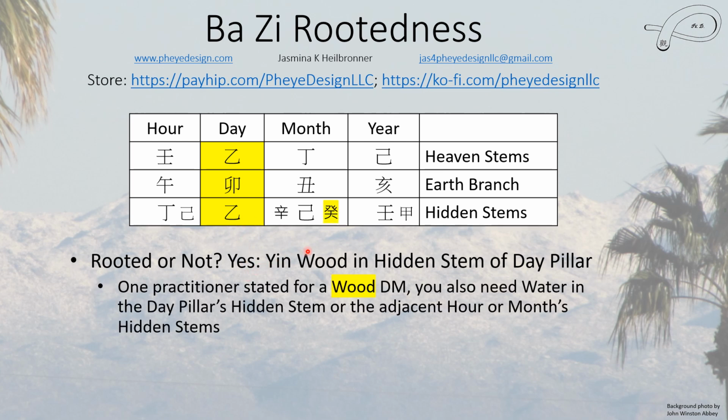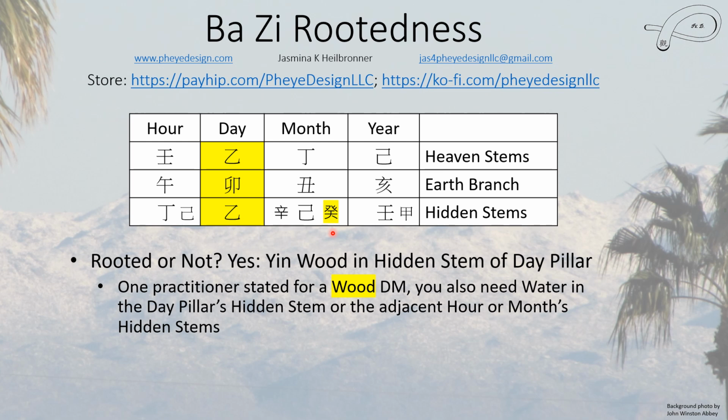Now, there is one practitioner that says you have to have some water in one of these two in the hidden stems. It has to be down here. And I do have water. It's yin water, but that's fine. It doesn't matter which polarity it is, as long as it's water. So even by that strict standard, I'm rooted, and I have what I need.